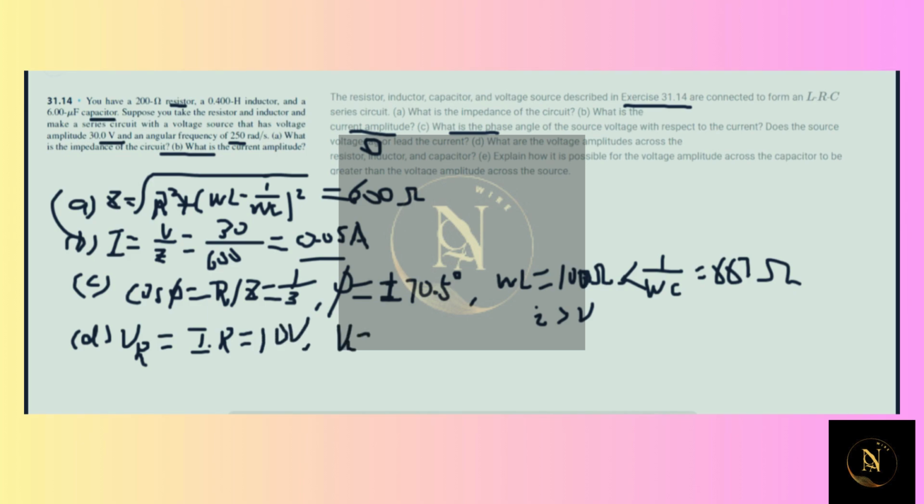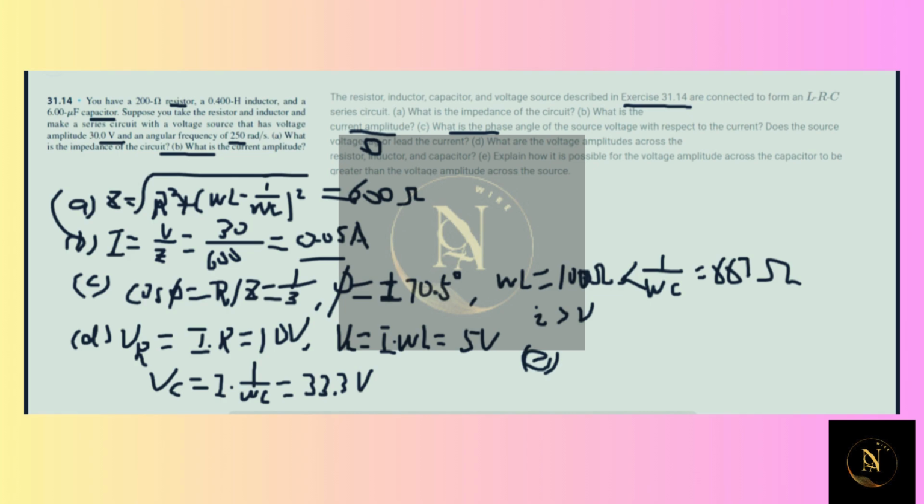And VL is I times omega L, which equals 5 volts. VC is I times 1 over omega C, which is 33.3 volts.